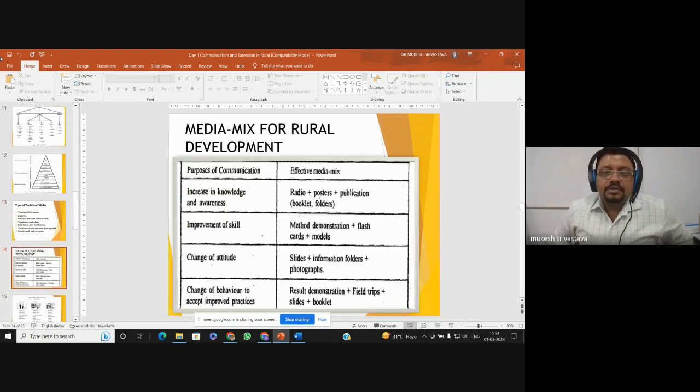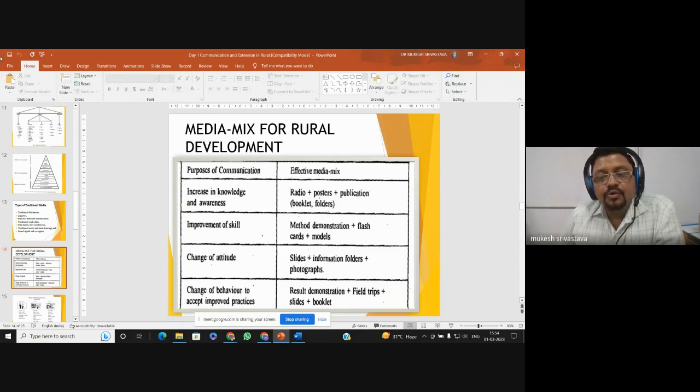Now, if we talk about the different media mix for rural development, we need to understand what kind of purpose we have for using that kind of media mix. If we are just trying to increase the knowledge and awareness level for something, an effective media mix is radio, posters and different publications. Different booklets, folders, leaflets, graph charts, you can use this effective media mix in that particular case. But you should be very clear what is the purpose of that communication.